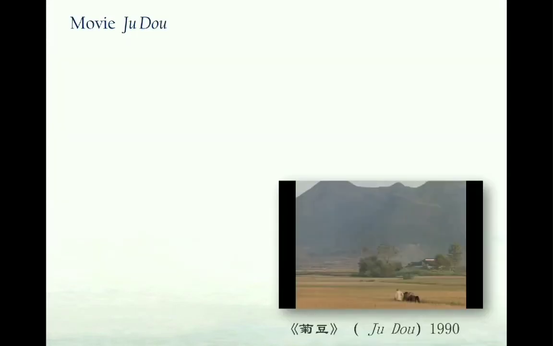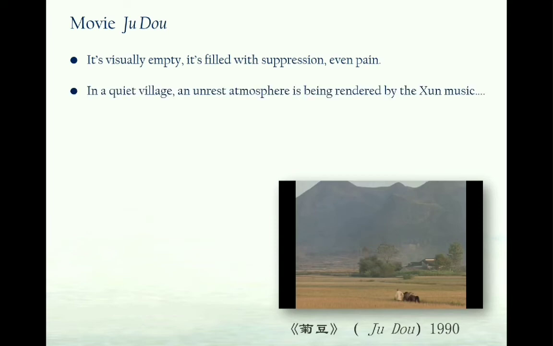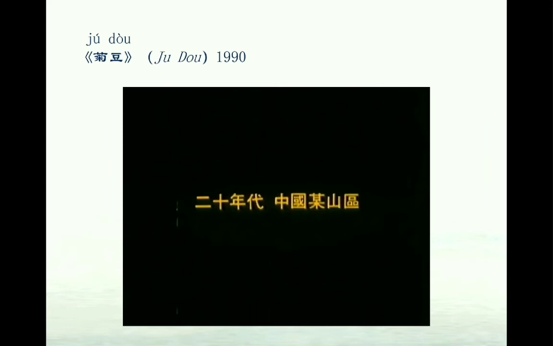In the movie 菊豆, at the very beginning, it's visually empty. It's filled with a surprising, even pain. In a quiet village, an unrest atmosphere is being rendered by the Xun music.